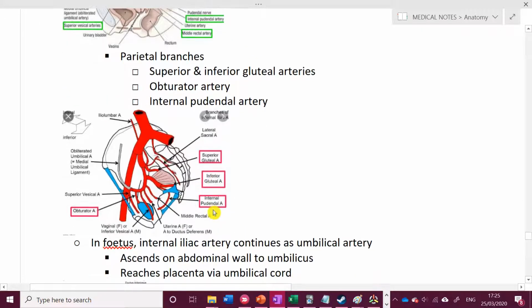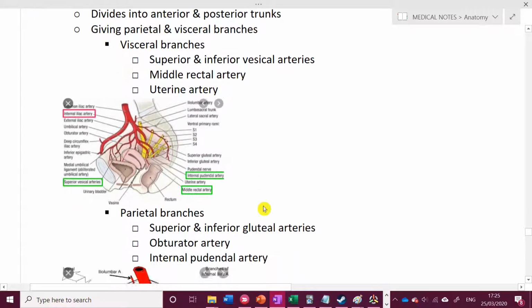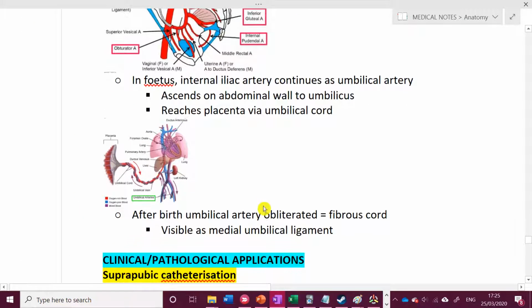The parietal branches include the superior and inferior gluteal arteries, the obturator artery and the internal pudendal artery as well. So these are just some of the arteries of the various branches. Obviously, there's quite a lot.